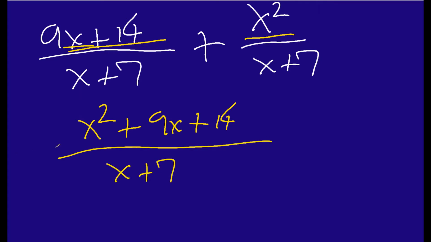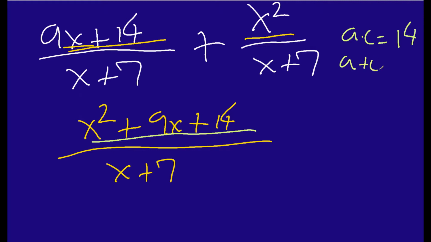Now what we need to do is see if we can factor this right here. If we use the AC method, a times c, when you multiply whatever the factors are, you'll get 14, because x squared has a 1 in front of it. 1 times 14 is 14. And then when you add the two factors, it should come out to 9. So as I look at this, the easiest thing I can think of would be the number 7 and the number 2. 7 times 2 is 14. 7 plus 2 is 9.